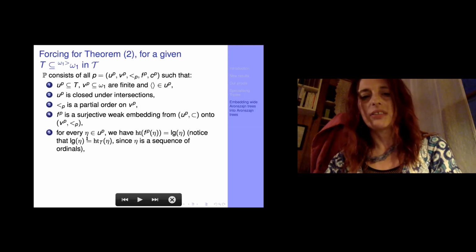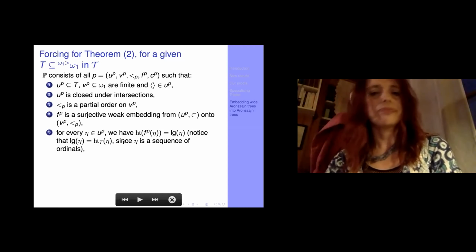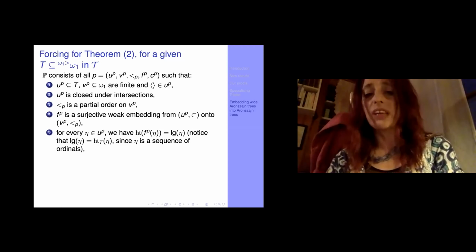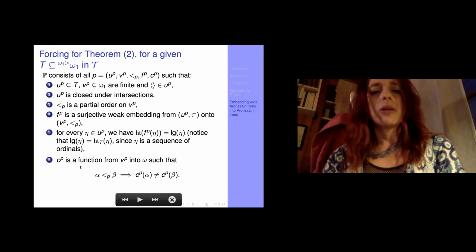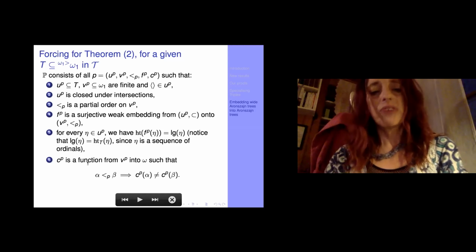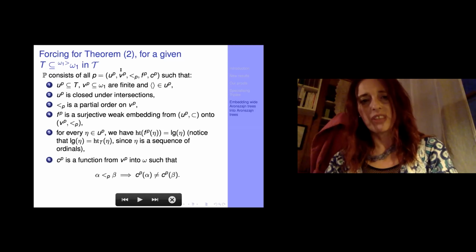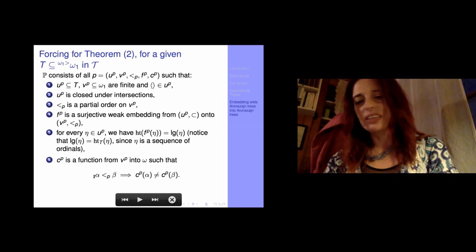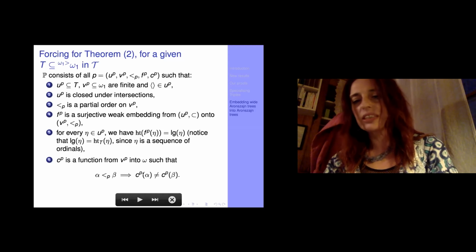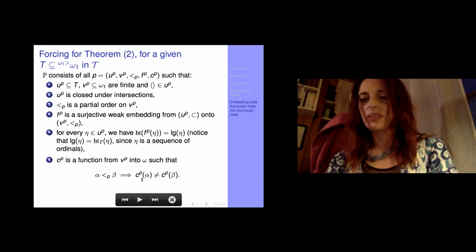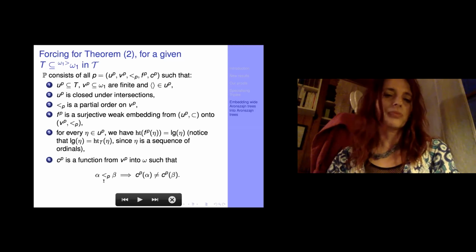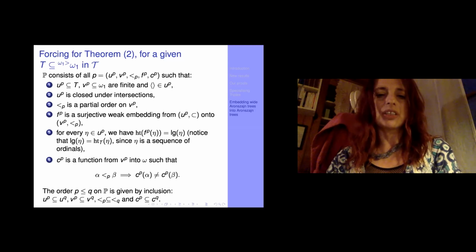We have that the height of every FP of eta is equal to the height or length of eta for any eta in T. So in other words, F is a level preserving weak embedding. And here is a function C. So the function C is also a function from V into omega. And it has the property that it's a little bit like a specializing function. That is, if alpha is less than beta, then Cp of alpha cannot be equal to Cp of beta. Of course, if alpha is less than this new order, then beta in this new order less than P. And the order is given by inclusion, as you may imagine.